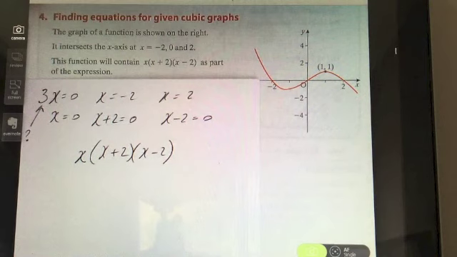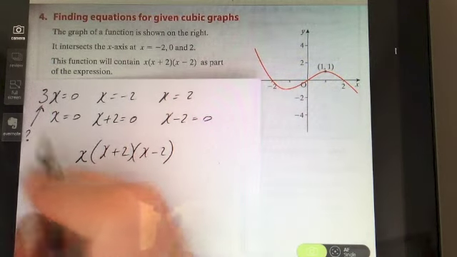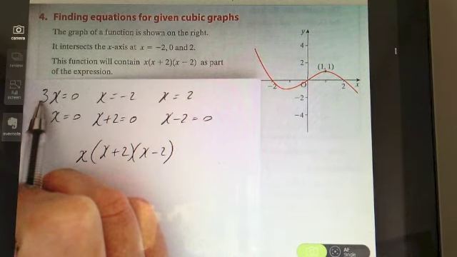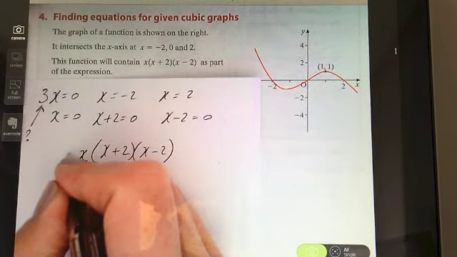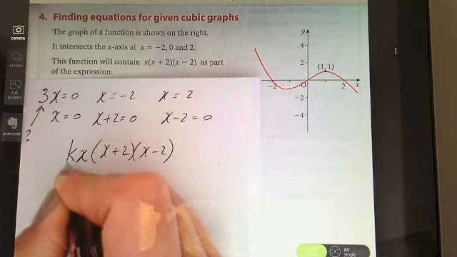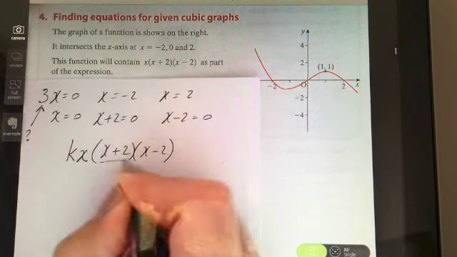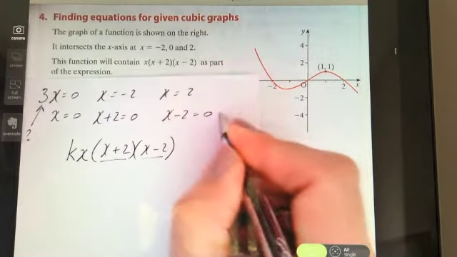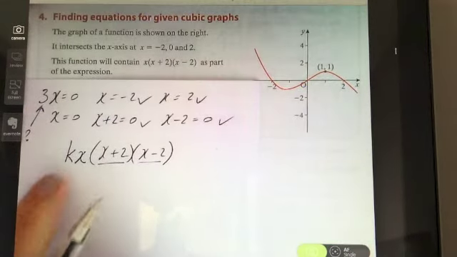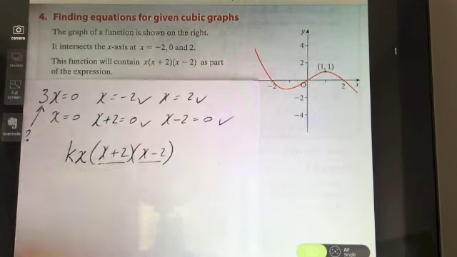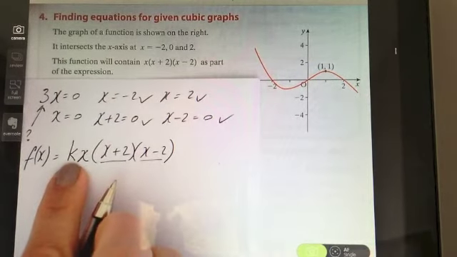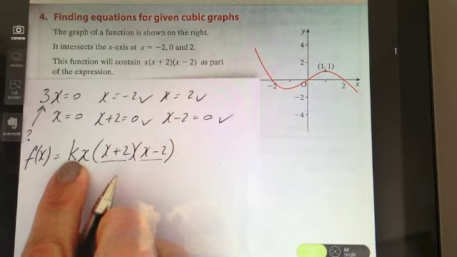So the problem is we're going to have to cater for the fact that we don't know whether or not there is a multiplier in front of this factor here. So we'll have to consider there to be some value, we'll call it k, times x plus 2 times x minus 2, definitely, that's how we're getting these roots. But we may have a number here before that x, so the function is of this form, and now we've got to figure out what that k is.